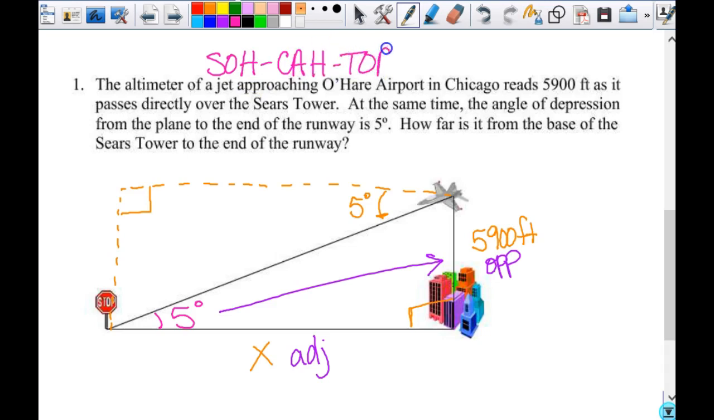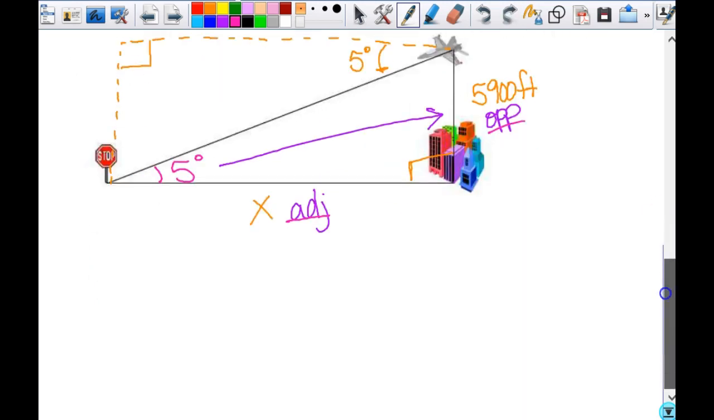SOHCAHTOA. If it's not something that's already ingrained in your brain, the more you write it, the more likely you are to spell it correctly when it matters. Right, so I'm using opposite and adjacent. What ratio is that? Tangent. So I'm going to take the tangent of what? What do I take the tangent of?